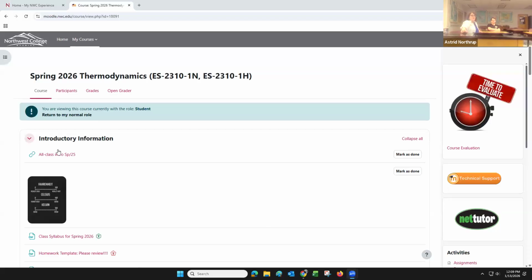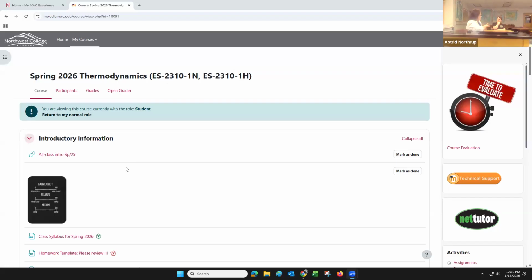So our class page here on our Moodle site is for two different sections. One N section is fully online, which we have one or two students who are fully online. And then the H section is hybrid, which means we meet once a week and we do work independently or come search me out for help on the other 2 days.